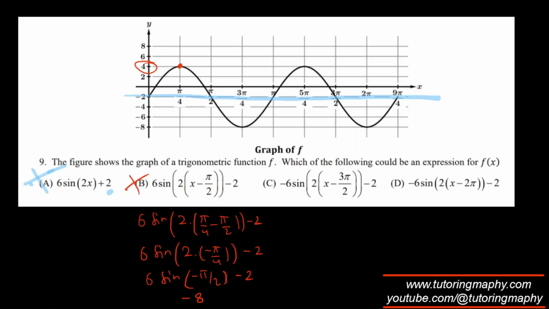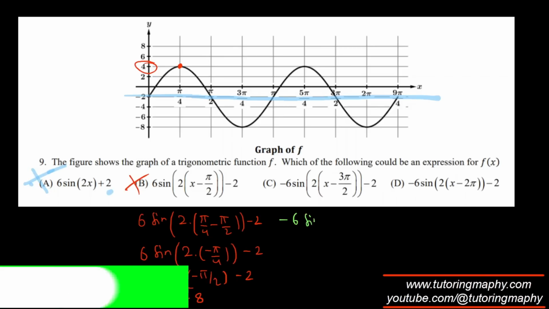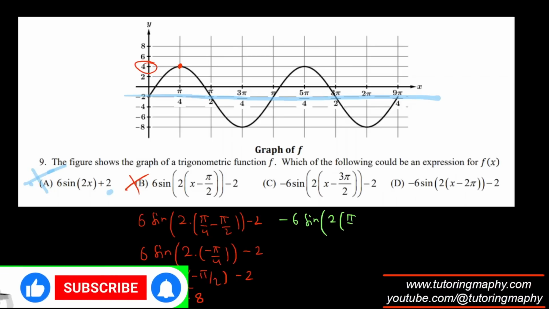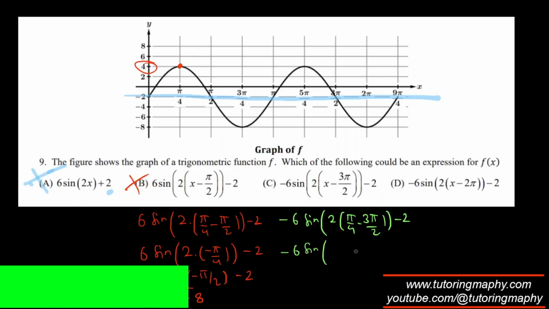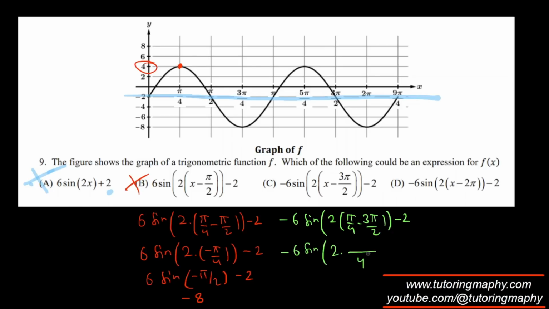So that's not it. Let's put pi over 4 here. So this will be negative 6 sine 2 times pi over 4 minus 3 pi over 2 minus 2. So negative 6 sine pi over 4 minus 3 pi over 2 is, I think, pi minus 6 is minus 5 pi, right? Minus 5 pi minus 2.